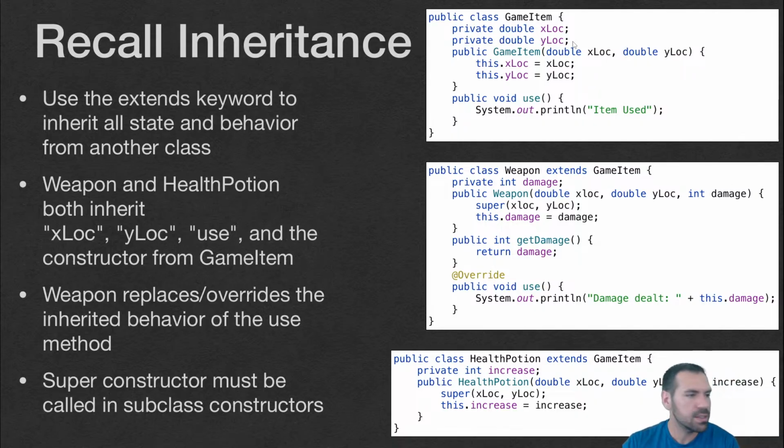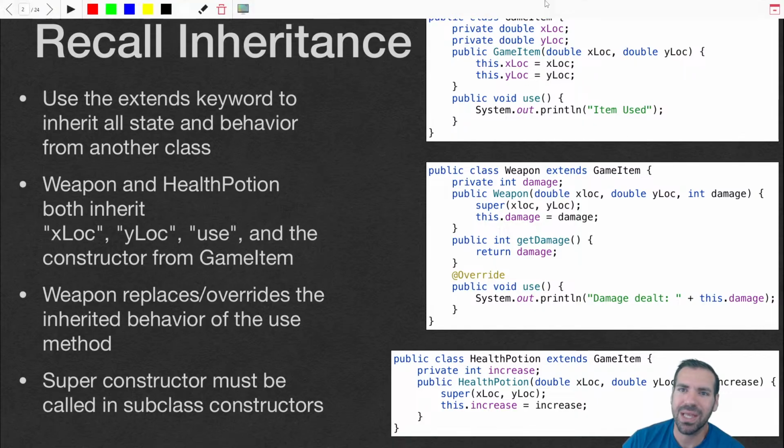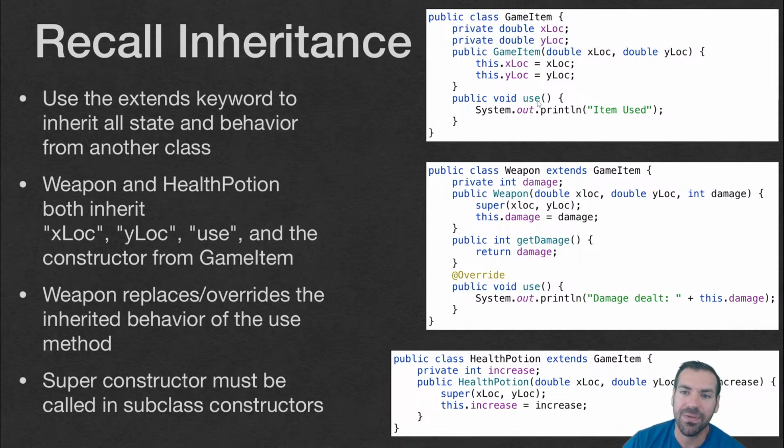So with inheritance, and I'm covering up a little bit of the code, we had the game item class, and then we had weapon and health potion extend game item, so they inherited all the state and behavior from the game item class. And then we could override some of the methods that we inherited. So weapon inherited this use method, and then overrode the use method and said, no, use this one instead.